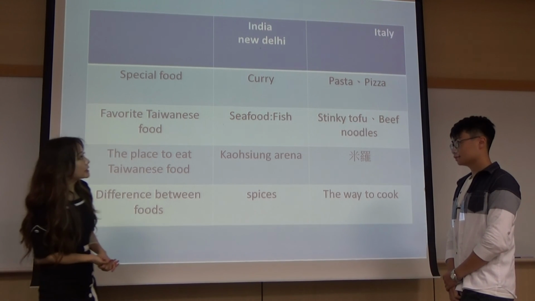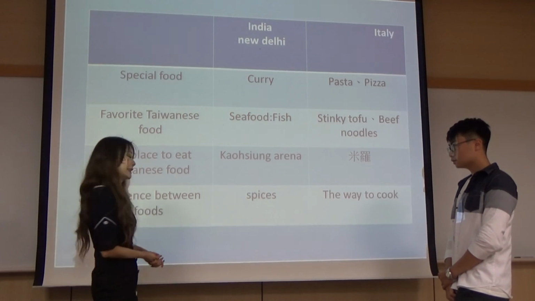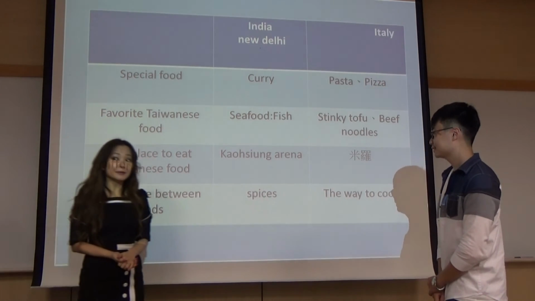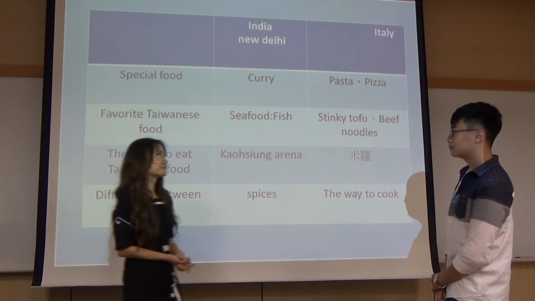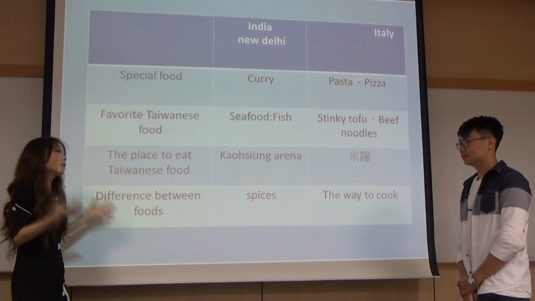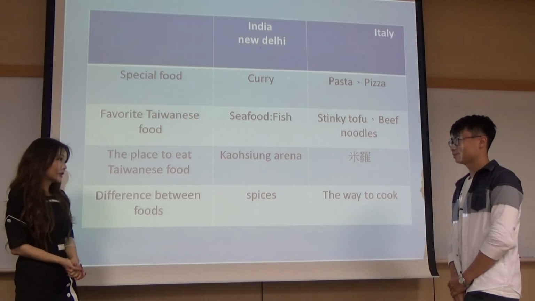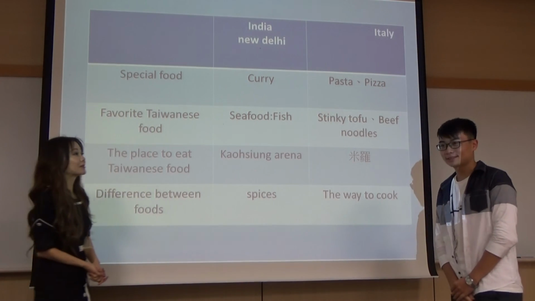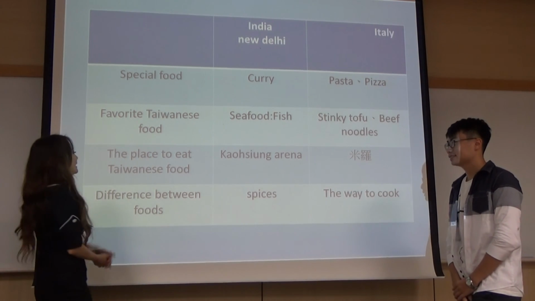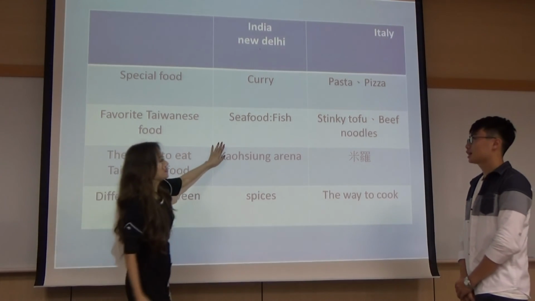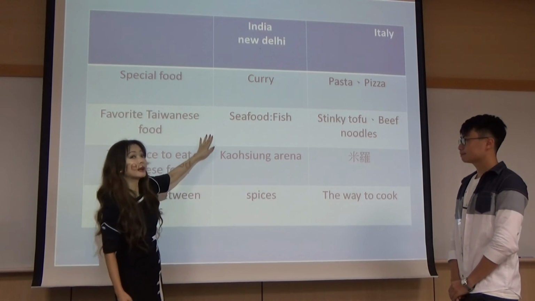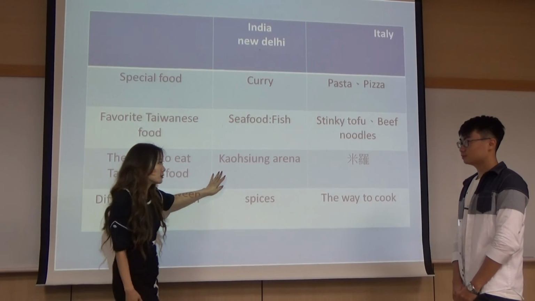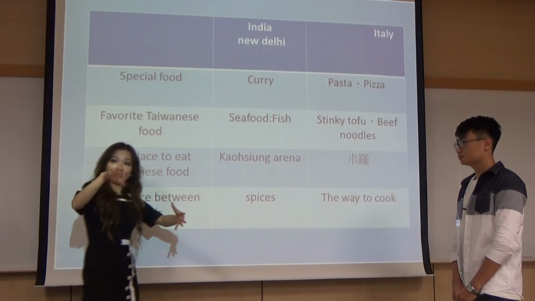Then do you remember what is the specialty food in India? So, curry. And what is Italian food known for? Pasta and pizza. Yes. So actually, how about Taiwan? Rice, noodles, or snacks, or stinky tofu, or some snacks available in the night market. Okay, good. So that's why they want to know about Taiwan seafood, stinky tofu, beef noodles. Okay, those are Taiwanese specialty food. And they would like to eat around Kaohsiung Arena, the shopping mall. And there is a restaurant near this school.